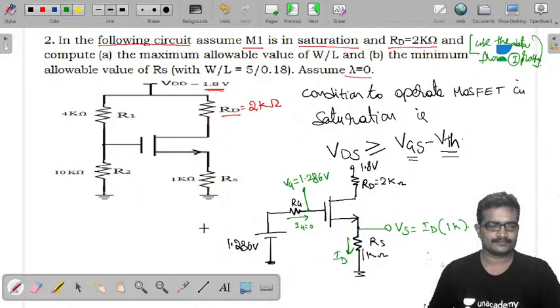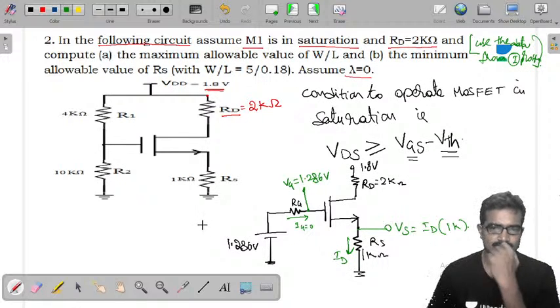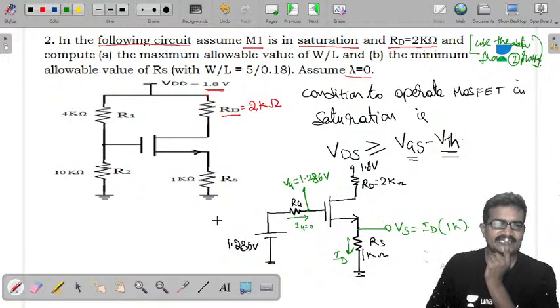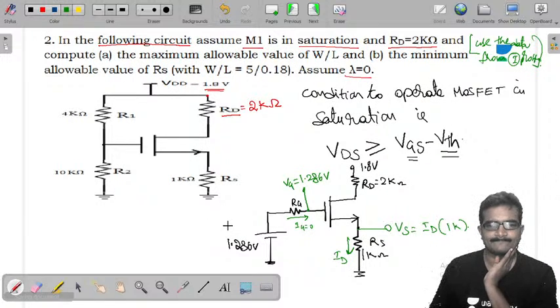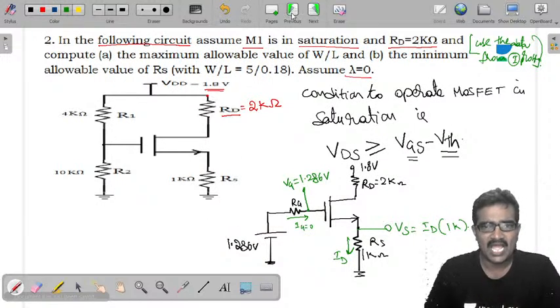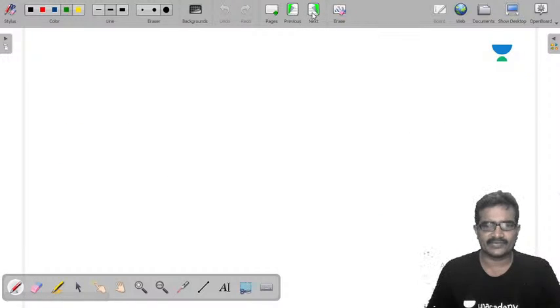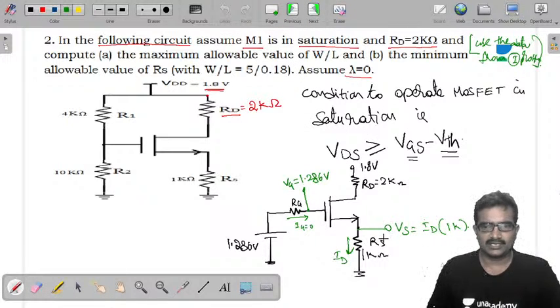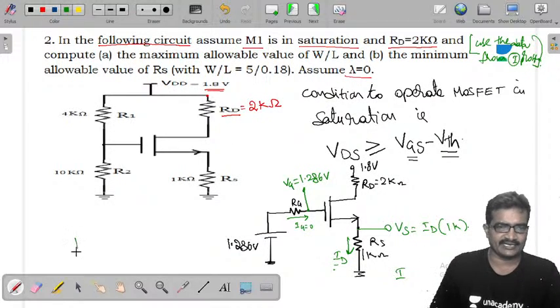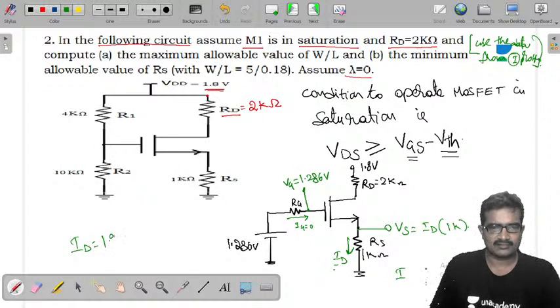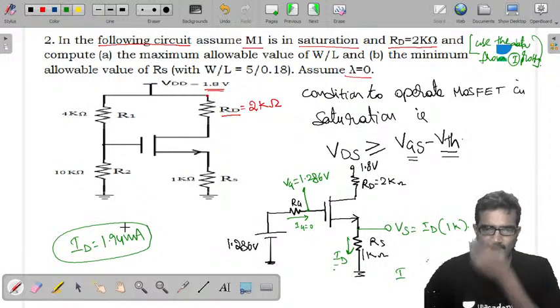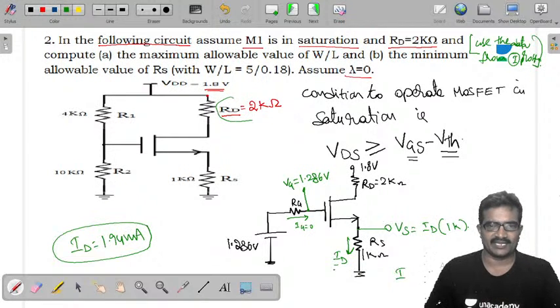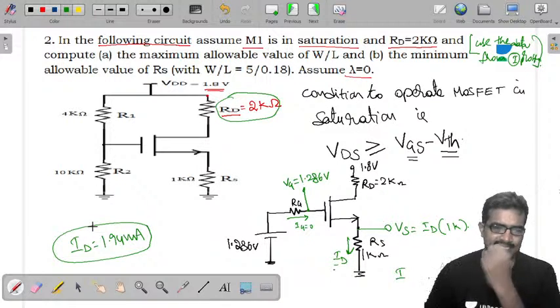Okay, now, so this is next. So I got the same ID value 1.94, therefore ID is 1.94 milliamps. Only the RD value changes, remaining all are same. ID is 1.94.